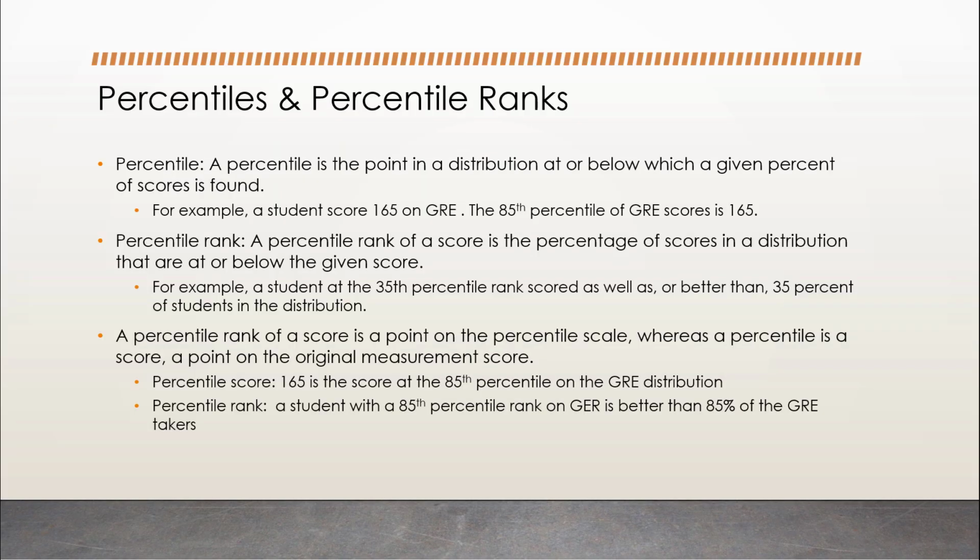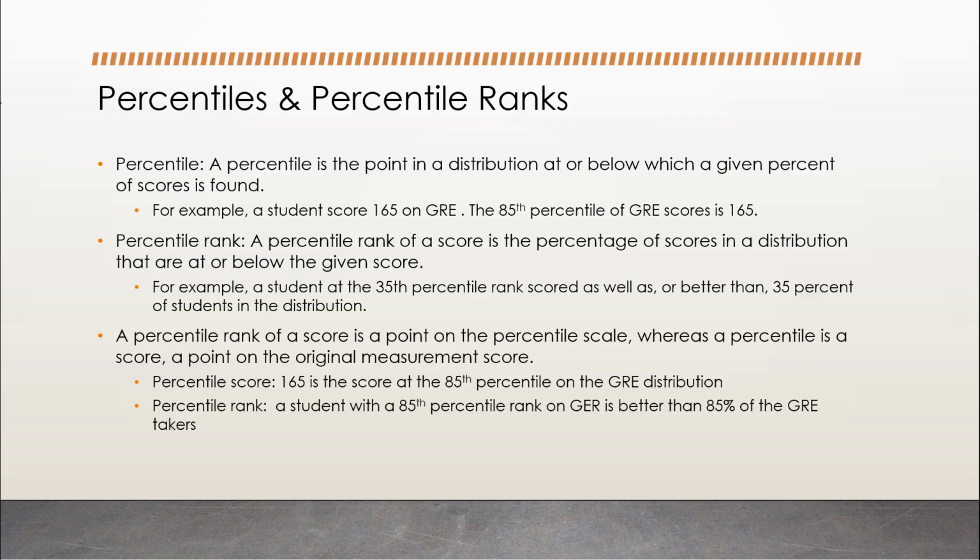We have all heard of percentiles before. A percentile is a point in a distribution at or below which a certain percent of scores fall. For example, if a student got 165 on the GRE verbal test, and we know the distribution of GRE scores, we can see that 165 has a percentile rank of 85. This means 85% of GRE takers scored at or below 165 on the verbal exam.